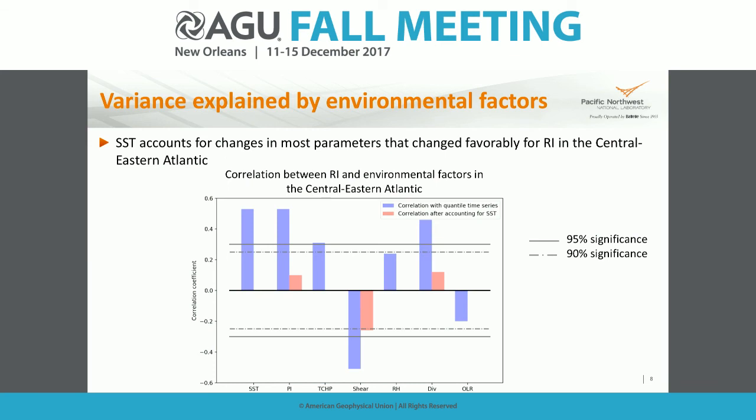So the next thing we look at is that, looking at all of these different environmental factors, we know that they are not all independent, right? Because the large scale environment is quite consistent with one another. For example, the wind shear may be related to the sea surface temperature. The upper level divergence might also be related to the sea surface temperature. So for each of the environmental factors that we listed over here, first of all, we looked at the correlation between the rapid intensification time series over the last 30 years with the environmental factors one at a time. So the blue bars over here show that there are quite a few environmental factors that are highly correlated with the rapid intensification at the 95th percentile or 90th percentile confidence level. And then the pink bars are the ones when we first look at the SST correlation and then use partial correlation to remove any correlation between the large scale environmental factors with SST.